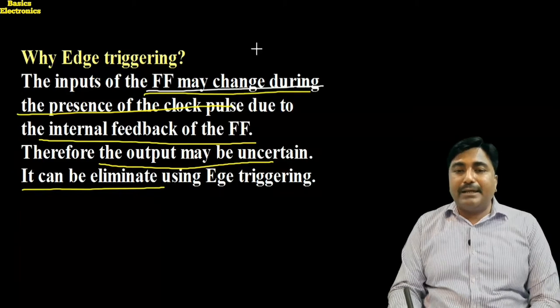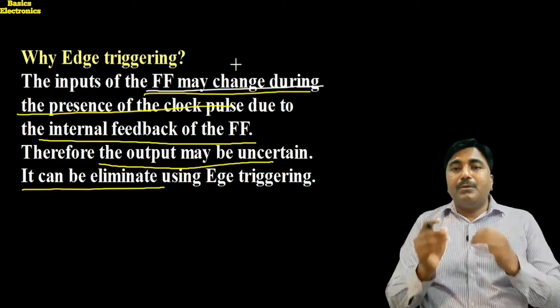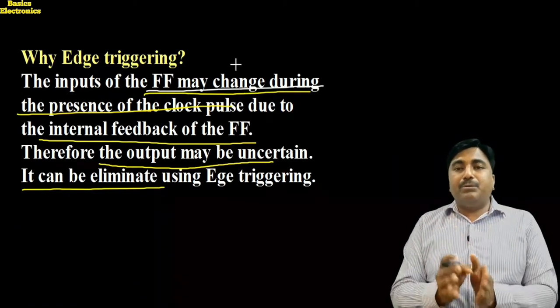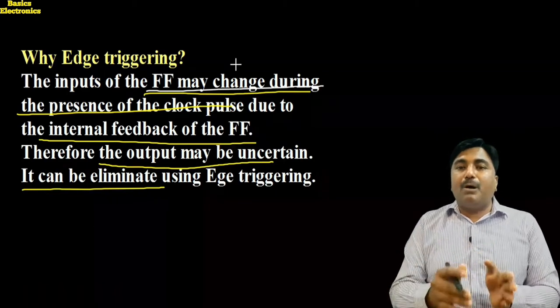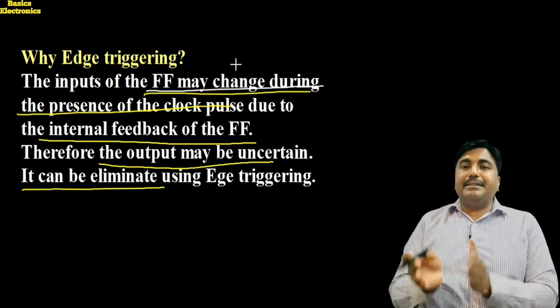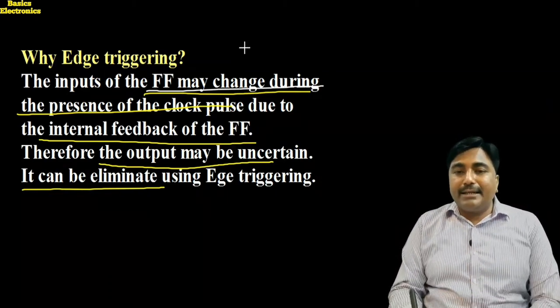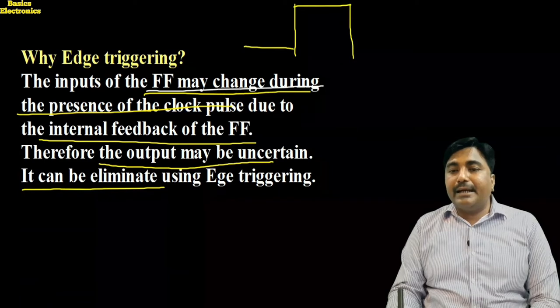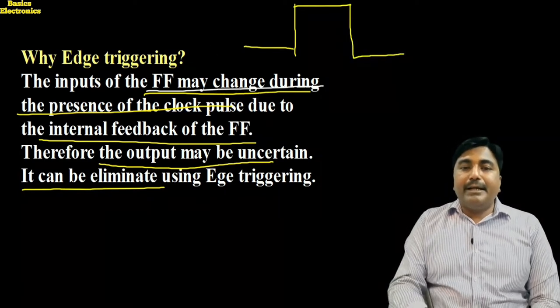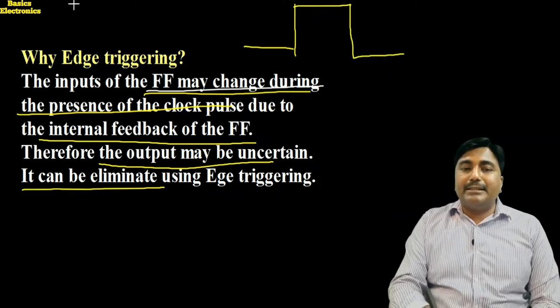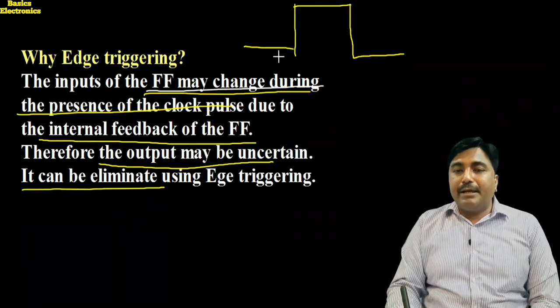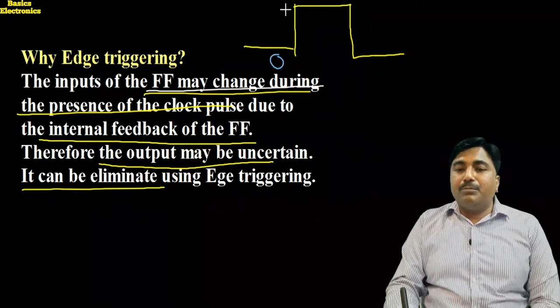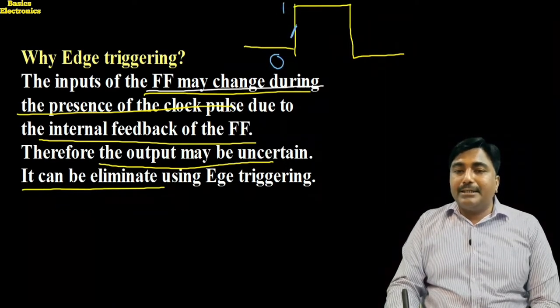In simple words we can say, when we have to trigger the flip-flop, when we have to change the state of the flip-flop from either set to the reset condition or from reset to the set condition at a particular instant, then we use the edge triggering of the flip-flop. Here we consider two particular instants. One is when the clock pulse changes from 0 to 1. This is what we call a positive edge.